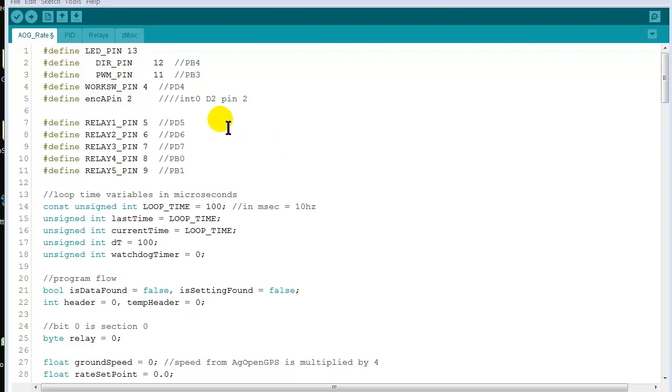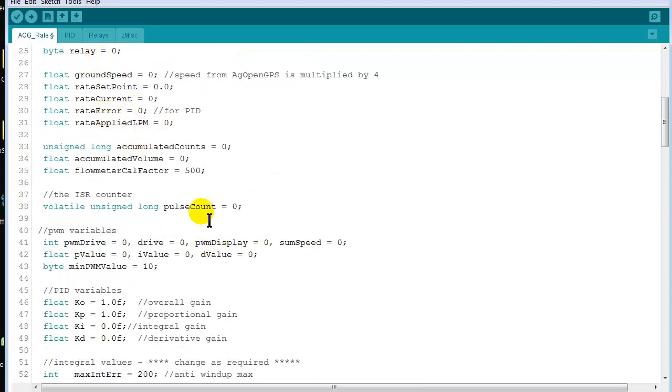Okay, I've never gone through the Arduino code, so I'm going to do that now. This is for the rate controller, but they all work the same. You have your defines and the loop time variables. Loop time is 100 milliseconds, and you wait until 100 milliseconds passes by before you trigger the next frame. The DT is the amount of time that has elapsed.